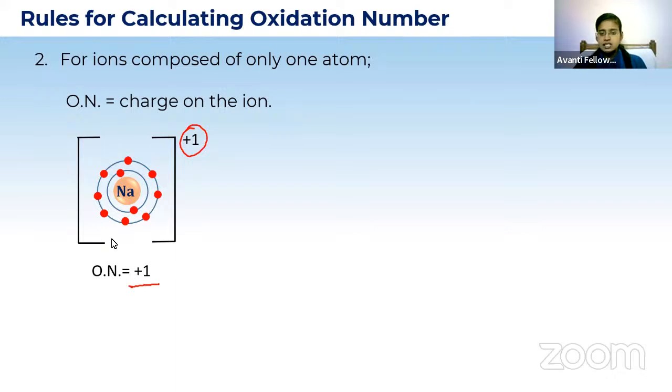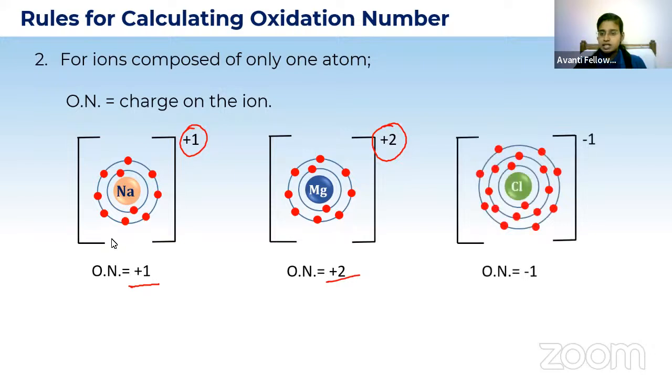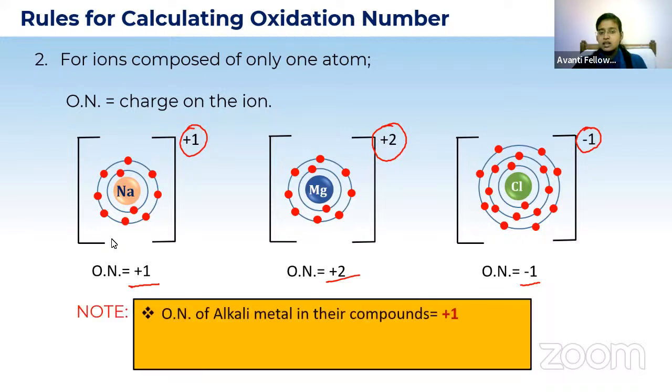Okay. Next, magnesium 2+. So we have only one atom called magnesium, Mg. So the charge on the ion is +2, so the oxidation number is also +2. In case of Cl minus, Cl is a single atom and it carries -1 charge. So that is the oxidation number of chlorine. Okay. So you all have to note that for all alkali metals, the oxidation number will be +1.